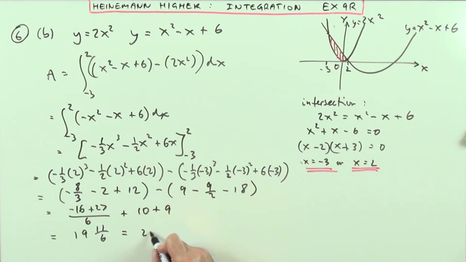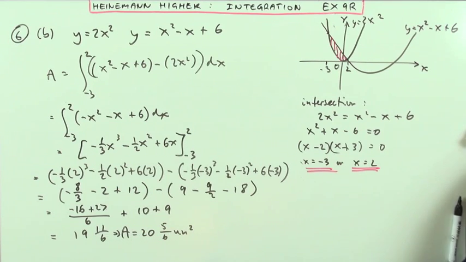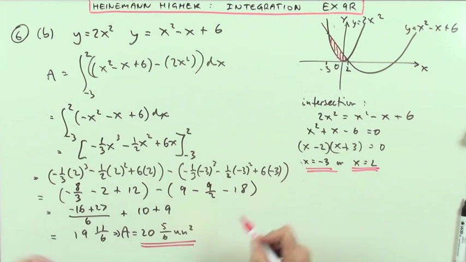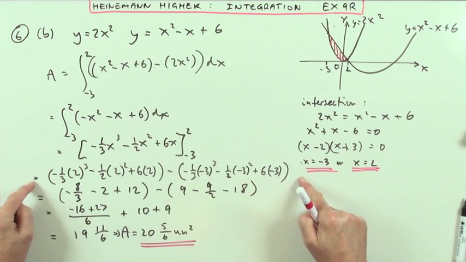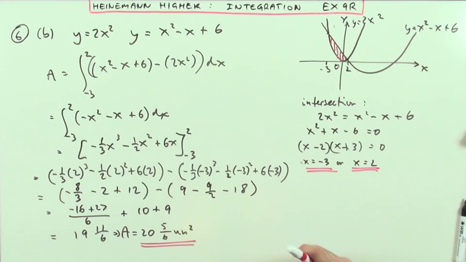That'll give me another 1 to make it 20 and 5/6 units squared for the area, which means the area equals 20 and 5/6 units squared. It's just a case of being careful with this arithmetic. It's fine up to here, and then just take care with this. Use your calculator if you like. Right, part 6.